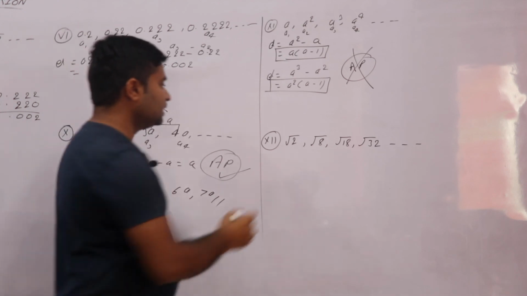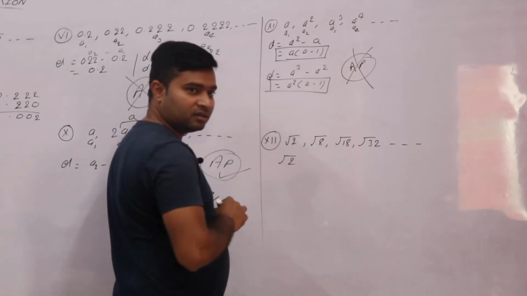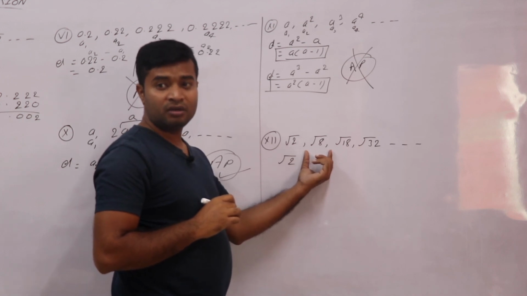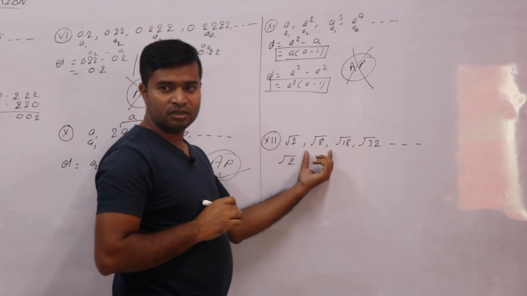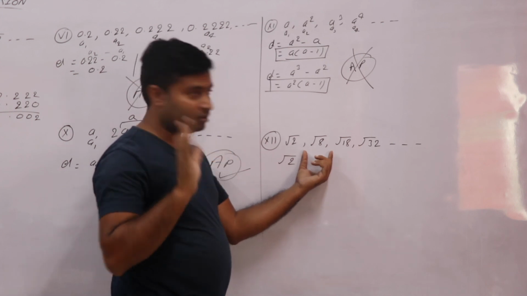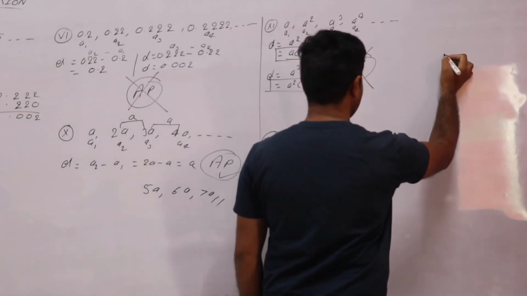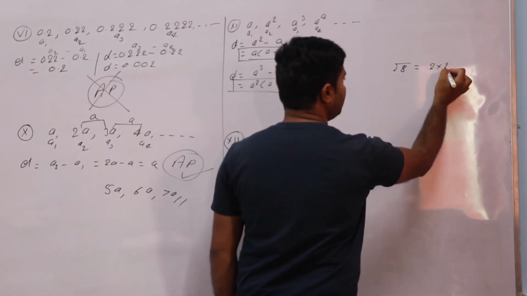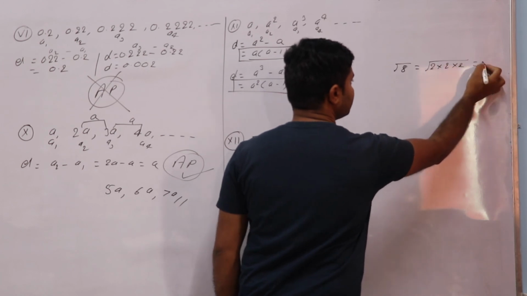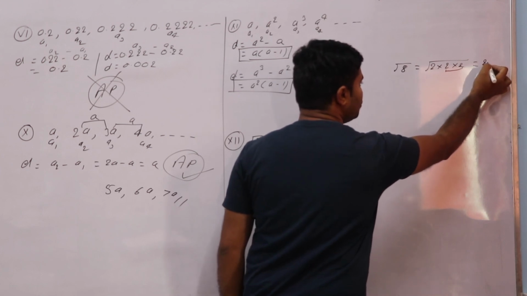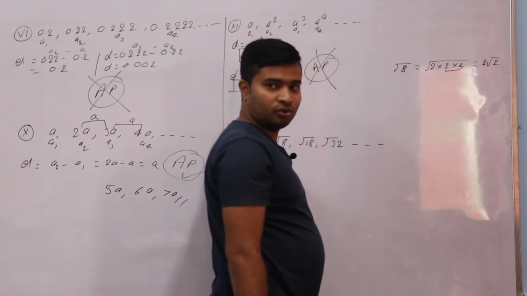Acha, next one. This is root 2. Root 8, how can you write it? Can you write 2 into 4? 4 means, can you write 2 root 2? Wait, see here. Is it visible? Root 8 is equal to root of 2 into 2 into 2. This means from this, one pair comes out. So this is 2 root 2.